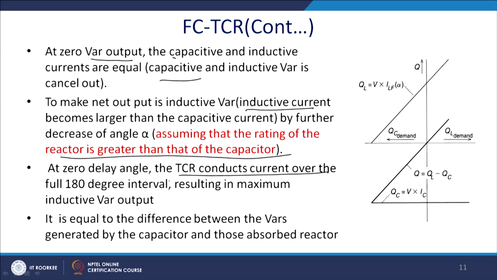At 0 delay angle, the TCR conducts current over the full 180 degrees, resulting in maximum inductive Var. It is equal to the difference between the Var generated by the capacitor and that absorbed by the reactor. So, this is the figure. By changing alpha, ultimately this is the QL demand. So, effectively you get this, that is nothing but QL minus QC. The shift is basically the QC.